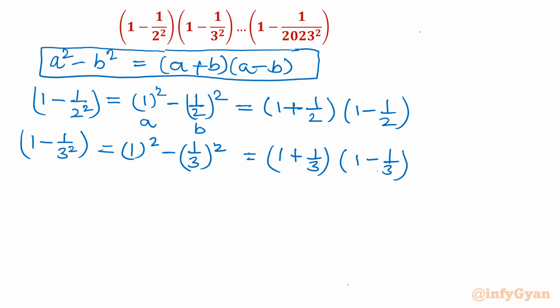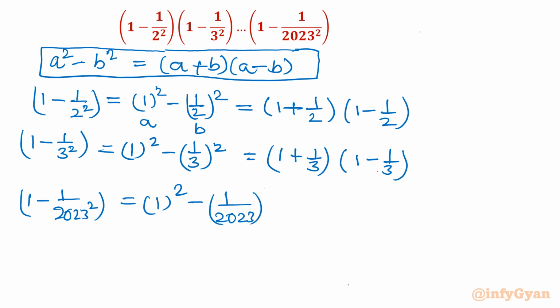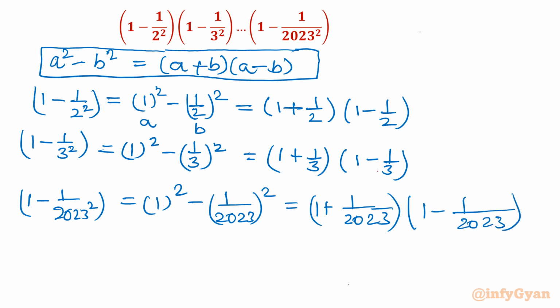In the same pattern, the last term in the product that we will get is 2023 square. So I can write in the similar manner 1 square minus 1 over 2023 whole square. I will have 1 plus 1 over 2023 times 1 minus 1 over 2023. Now let me write the expression value.